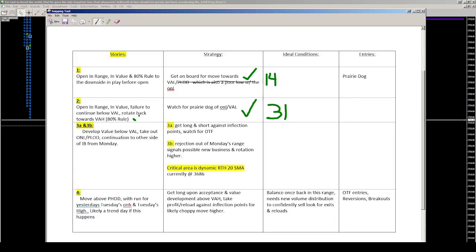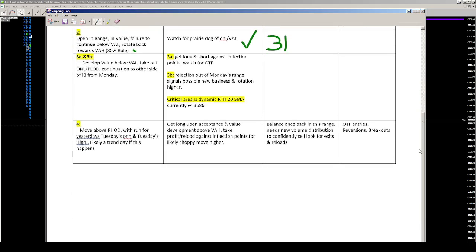Okay, now 3A: develop value below the value area low, take out overnight, prior low of day, continuation to the other side of initial balance from Monday. Okay, this happened, but these maybe should be reversed. Let's scroll down to what did happen. We continued to move above prior high of day with a run for yesterday's, I don't know if I meant a slash in here. I'll have to watch the video again. With a run for yesterday's overnight high and Tuesday's high, likely a trend day if this happens.